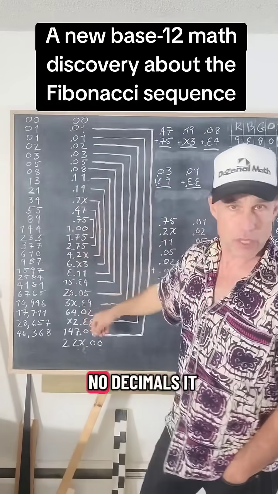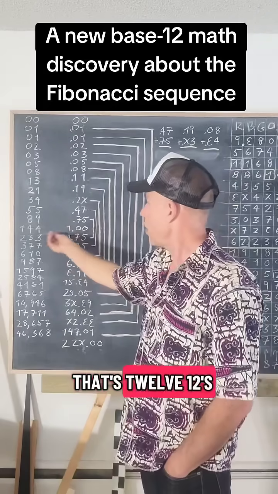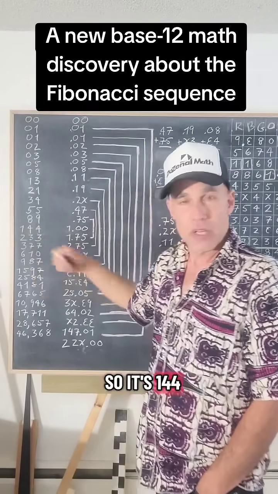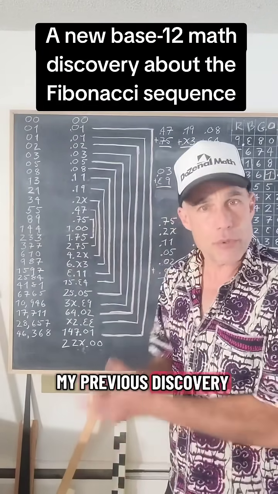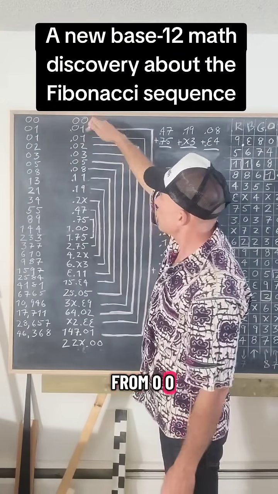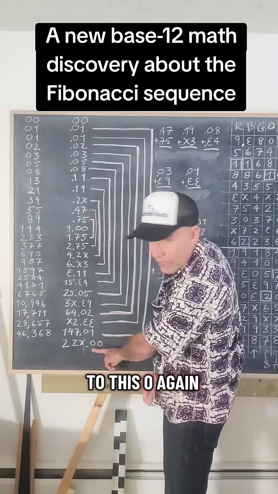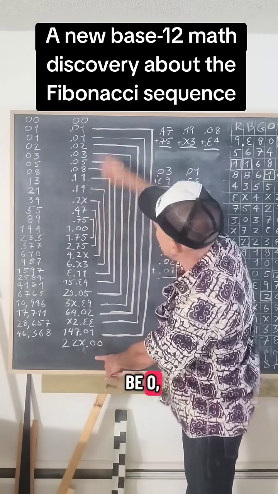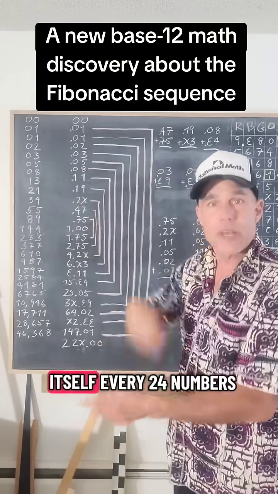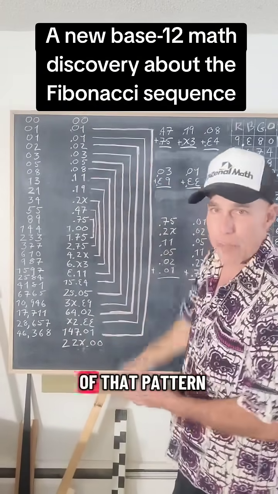If there were no decimals, it would look like 100, but it's in base 12, so that's 12 times 12, which is 144. My previous discovery with regard to the Fibonacci sequence was that this whole pattern, from 0, 0, 0, 1, 1, 2, 3, 5, all the way down to this 0 again, is followed by 0, 1, and the whole pattern repeats itself every 24 numbers, every 24 iterations of that pattern.